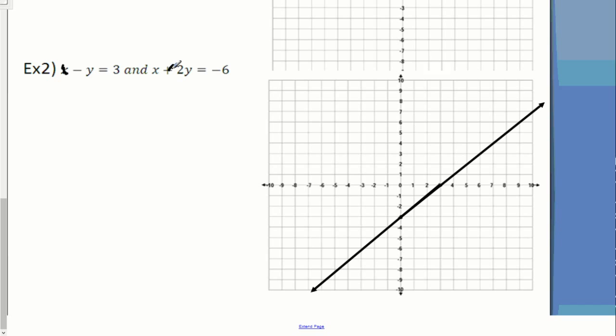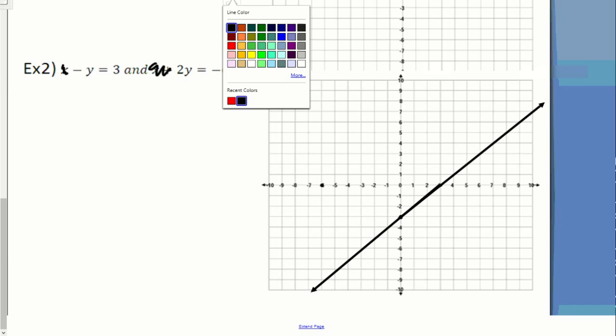To find the x-intercept, you cover up the y, you get x is negative 6. X is negative 6, which is here. To find the y-intercept, you cover up the x. So cover up the x, and you get 2y is negative 6, so y is negative 3. So y is negative 3. Well, that's nice because now I know where they cross. Right there, huh? So I'm going to go ahead and make that line.